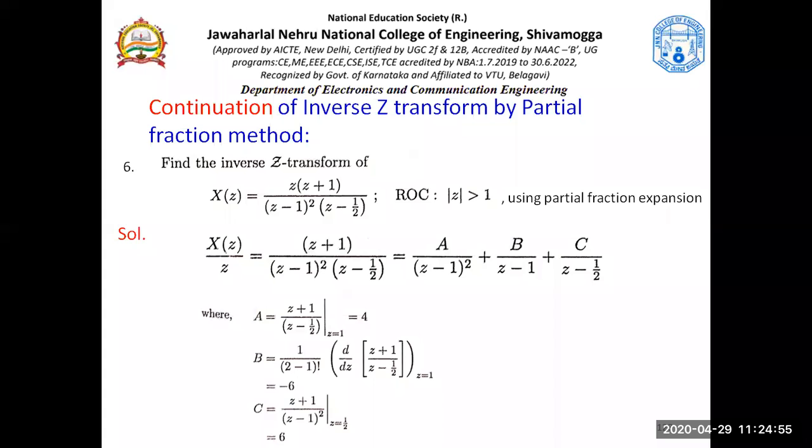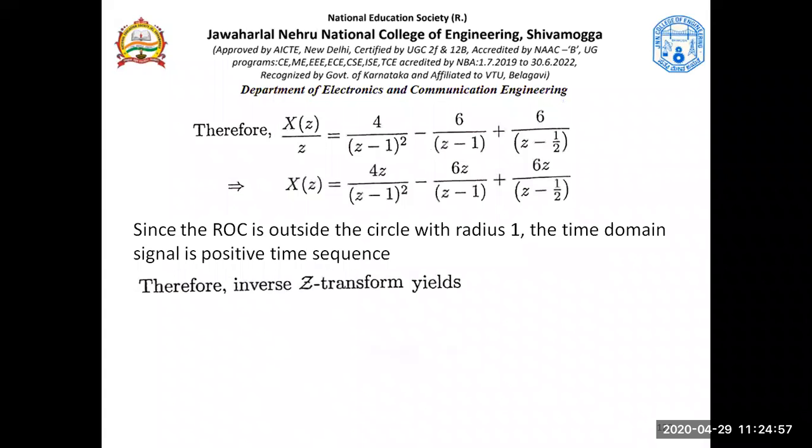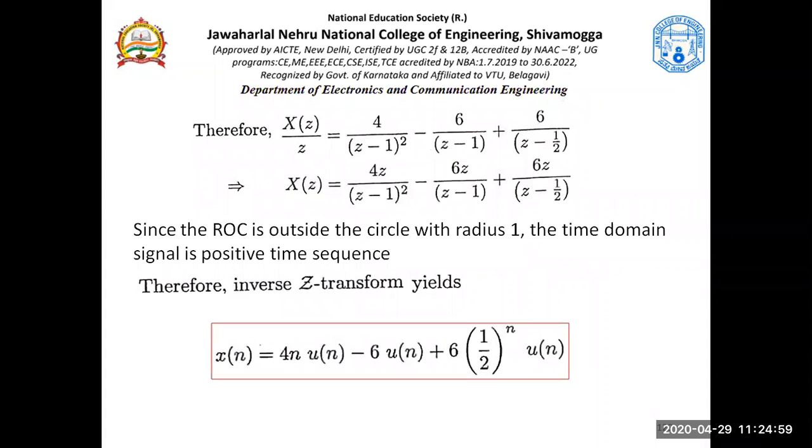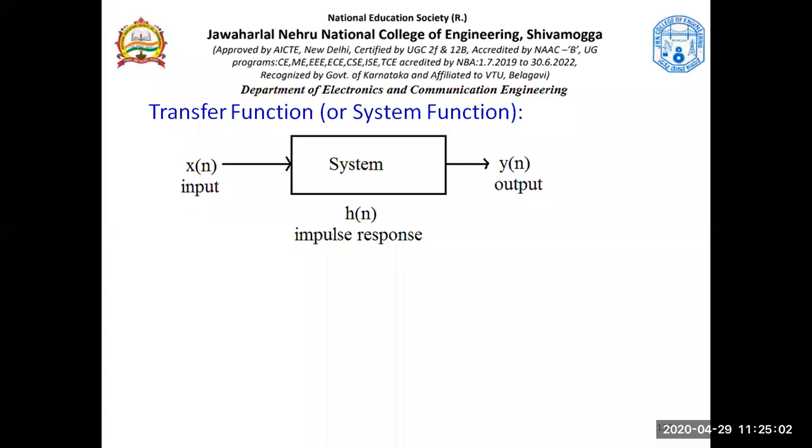Fine. Now let's go on with the last bit of this particular chapter, that is the transfer function. You're all studying the control system subject. In that control system course, you know there is something called the transfer function. What is the transfer function? The transfer function is represented by H of z in the z domain. It is the ratio of output by input, Y of z by X of z.